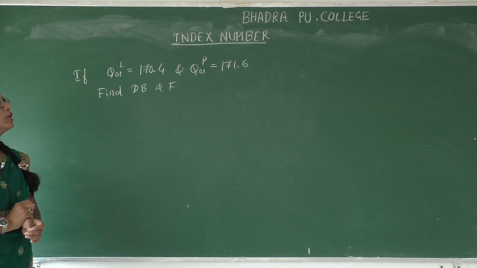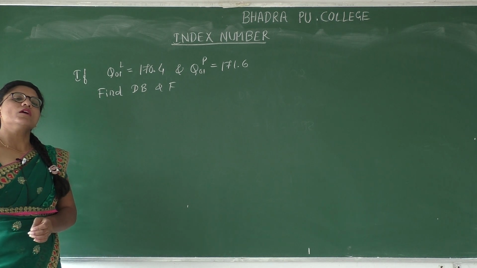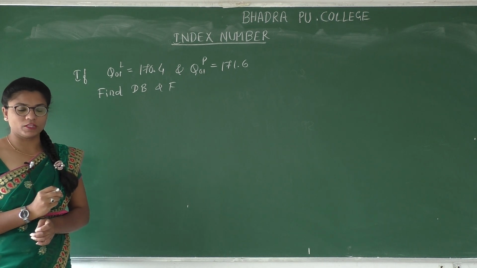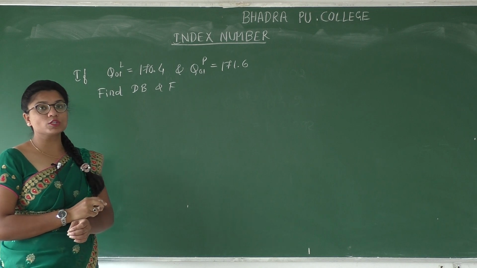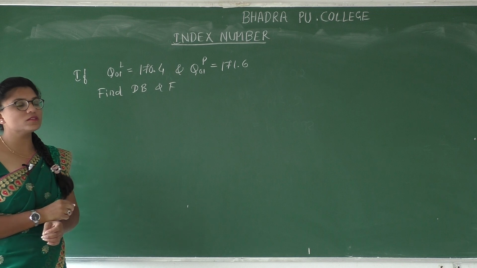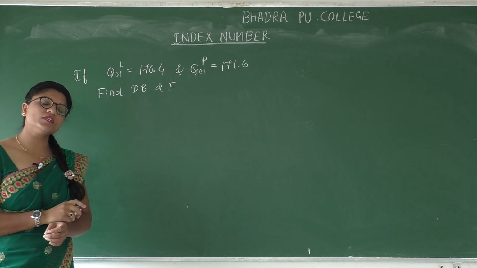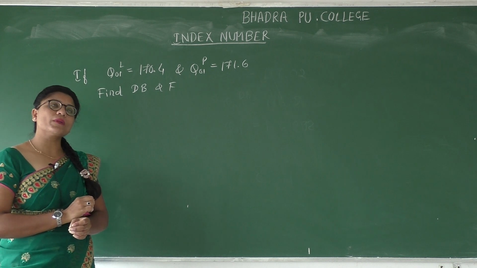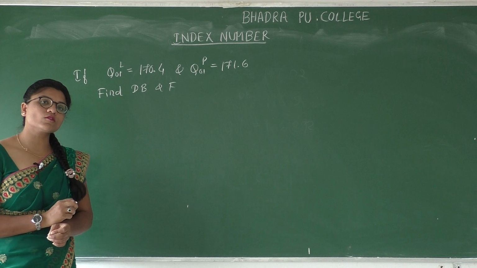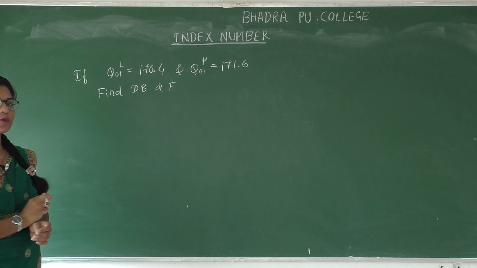We have Q01L, which means Laspeyres quantity index number, and Q01P, Paasche's quantity index number. We need to calculate Dorbish-Bowley's and Fisher's quantity index number. In price index number we have already solved this type of problem, right? So how to solve this problem?